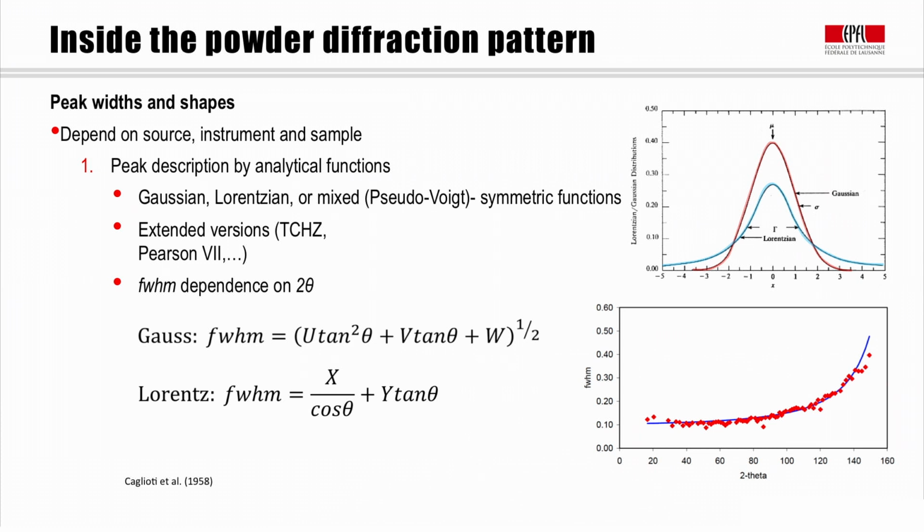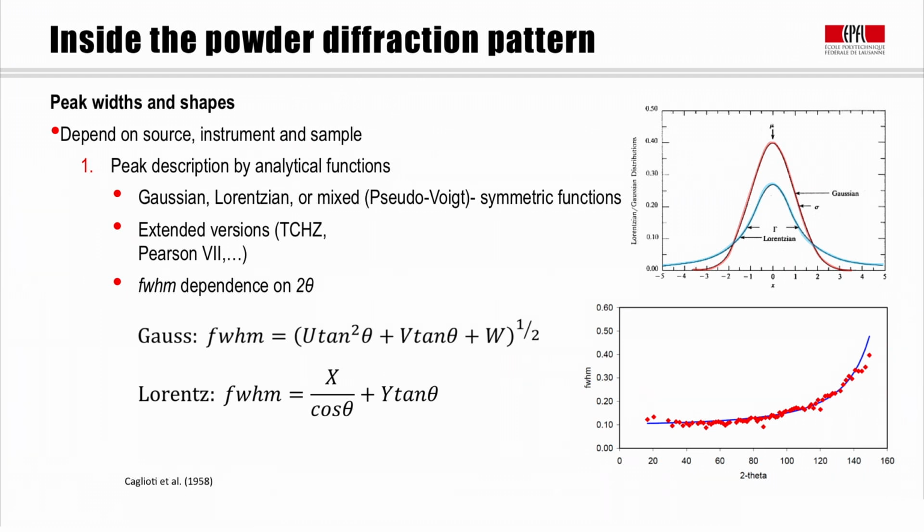The classical way of treating peak shapes in calculating and fitting powder diffraction files is by using analytical functions. Typically, Gaussians and Lorentzians are mixed as pseudo-Voigt functions and are used to model the peak shape. Since this did not really represent well some asymmetric properties of X-ray diffraction peak shapes, there are extended versions like the TCHZ or the Pearson 7 that can take into account some measure of asymmetry of the peak.